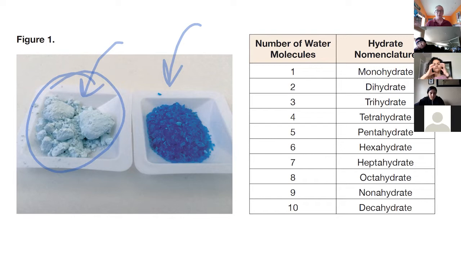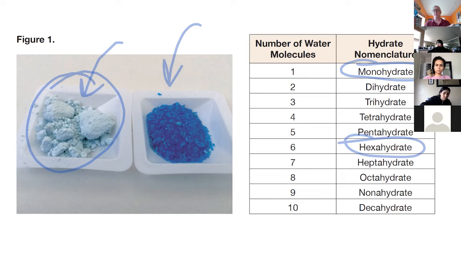Some have 1 all the way up to 10. And so we call them mono, di, tri, tetra, and so on. And so each specific kind of salt has a specific name given to it, depending on how many water molecules are bound to it when the crystals form. So generally, if you take a salt, dissolve it into water, and then slowly let it evaporate, a hydrate will form.